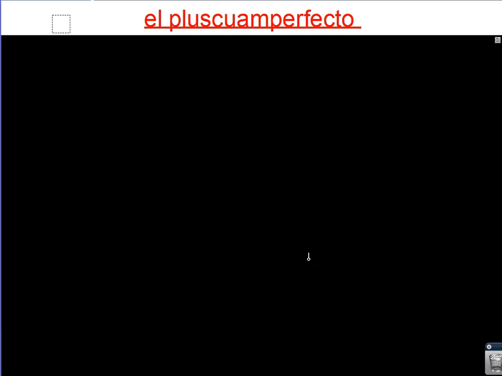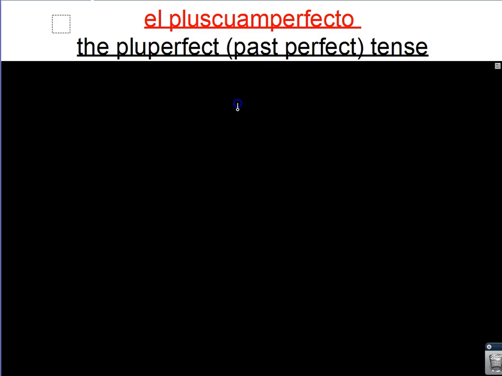El Pluscuamperfecto. The Pluscuamperfecto is a fun word that is the Spanish for a silly word in English: pluperfect. This is an English word that means past perfect in both languages. Pluscuamperfecto, pluperfect means the past perfect.